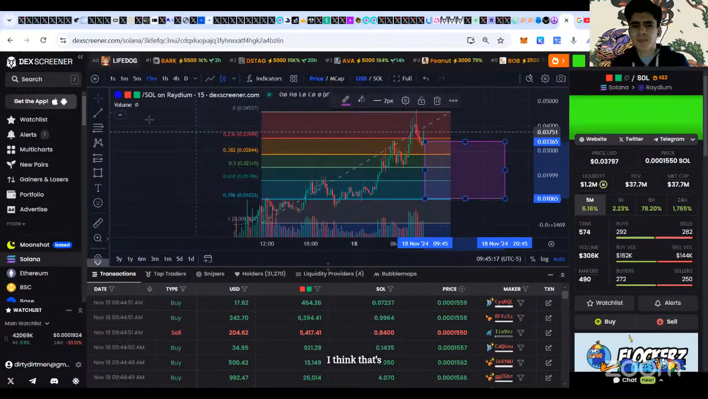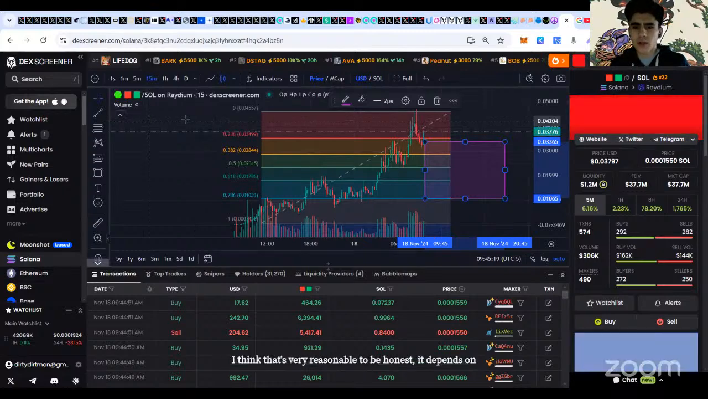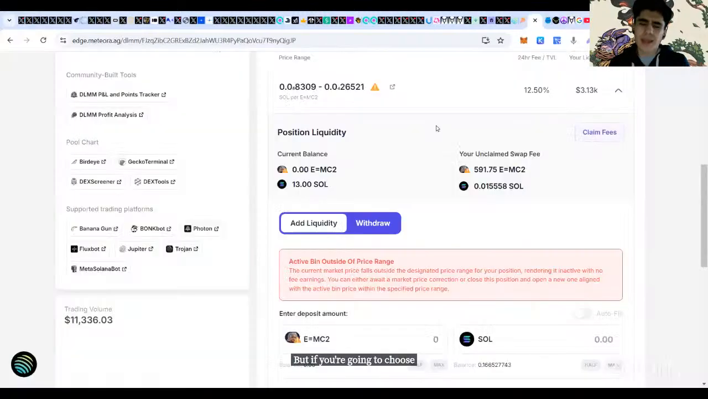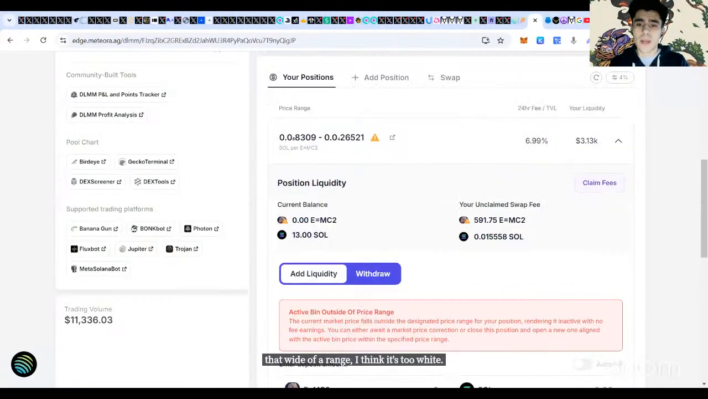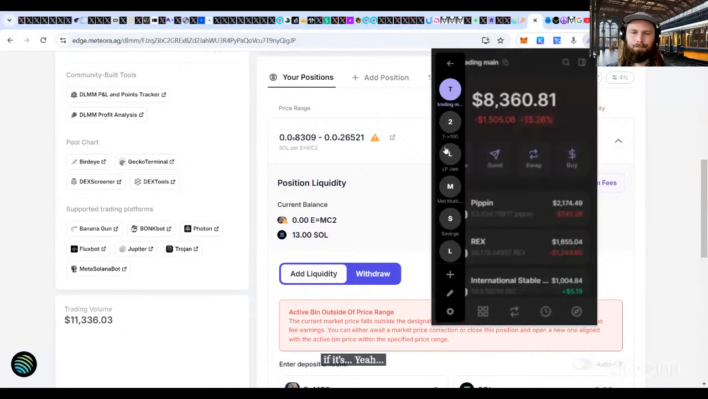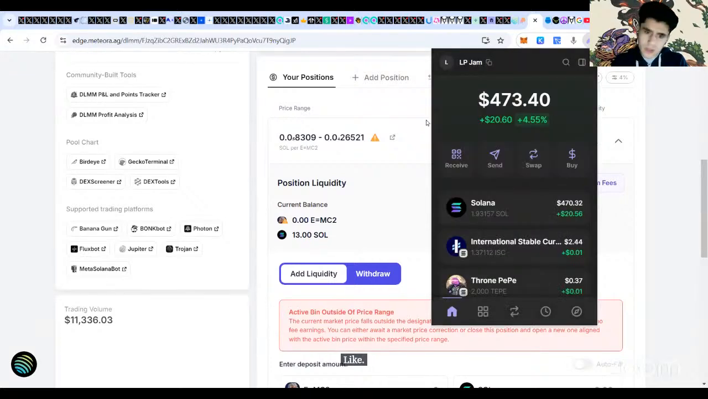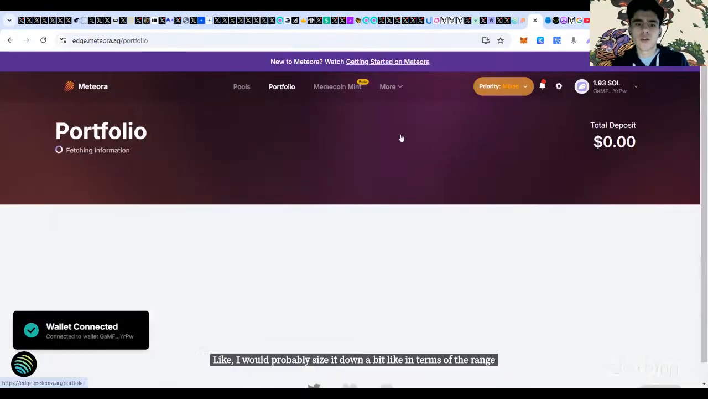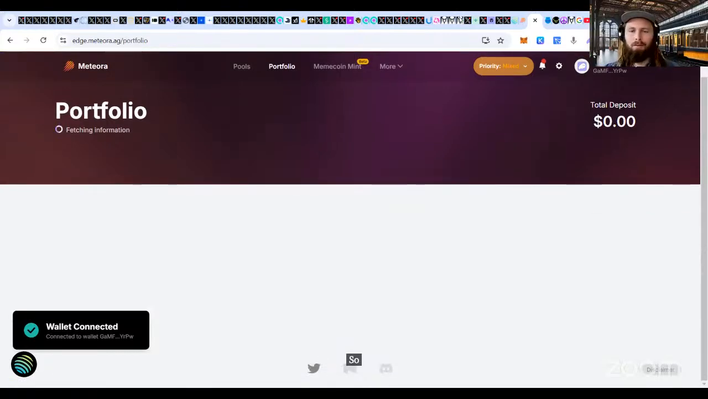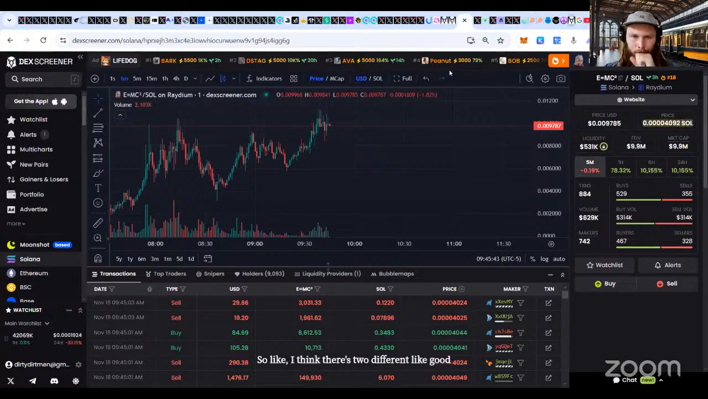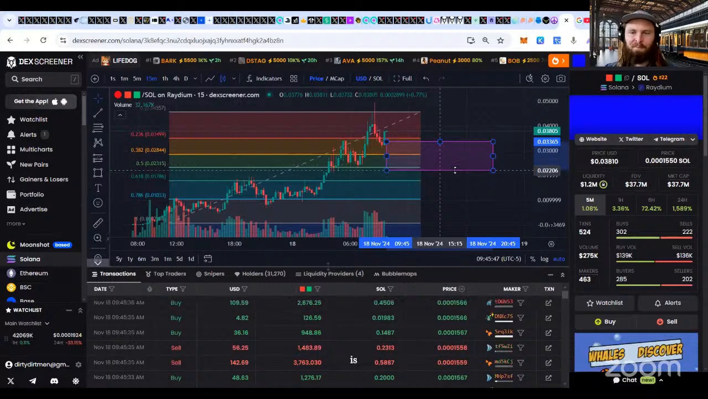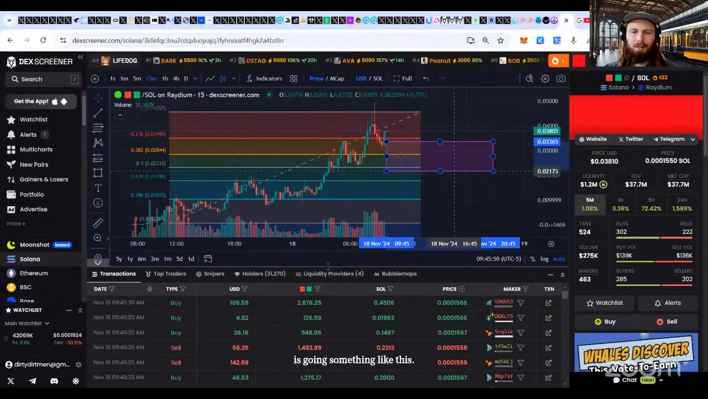To be honest, it depends on the bin step that you're going to choose, right? But if you're going to choose that wide of a range, I think it's too wide for a 100 bin step pool. I would probably size it down a bit in terms of the range. I think there's two different good plays to do here. The first one is going something like this and trying to catch the smaller movement.